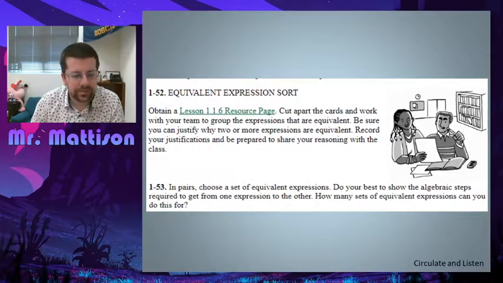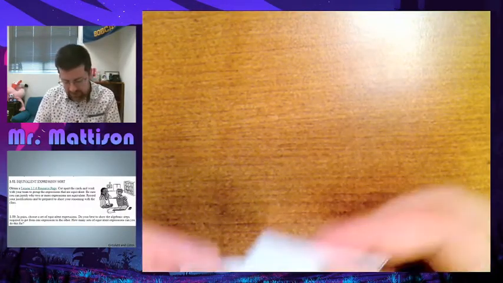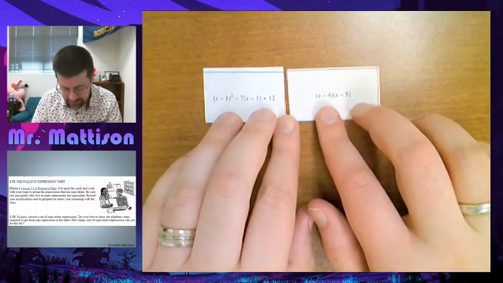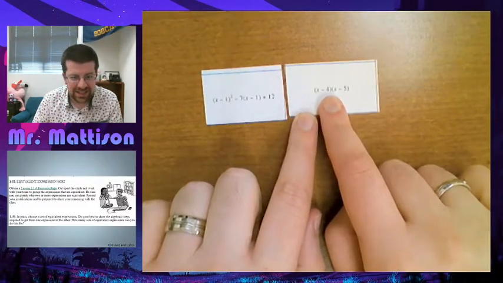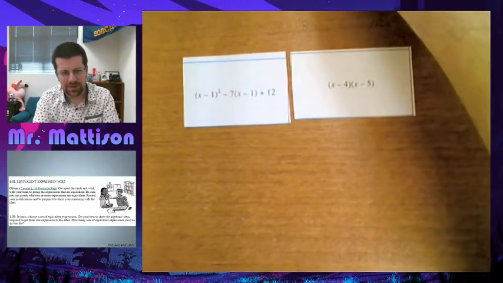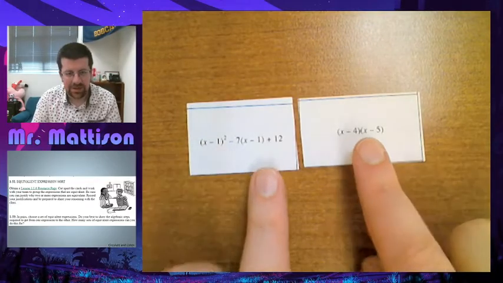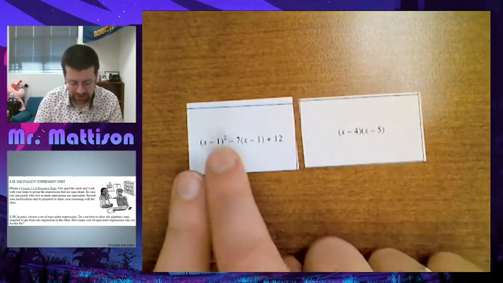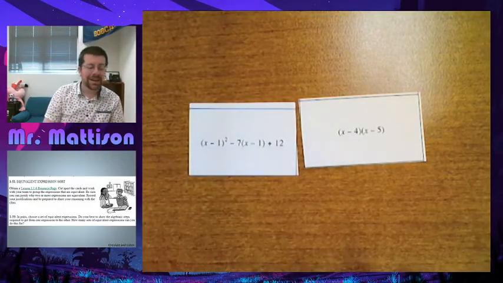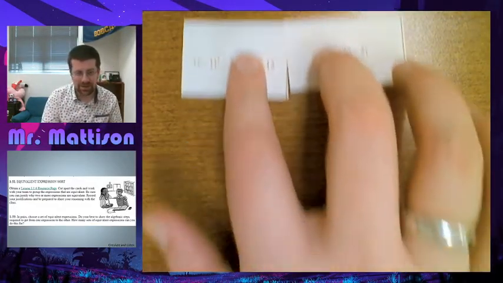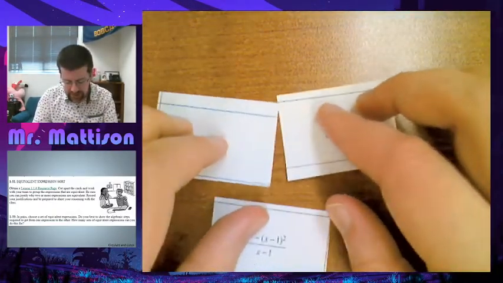Alright, so to check those, I have them here. Our first group is going to be these two. If we actually FOIL this out or distribute this out, let me zoom in a little bit so you can see it larger. If we multiply this out and then distribute that through and reduce, we actually end up getting equivalent expressions on those two. So that's one pair.